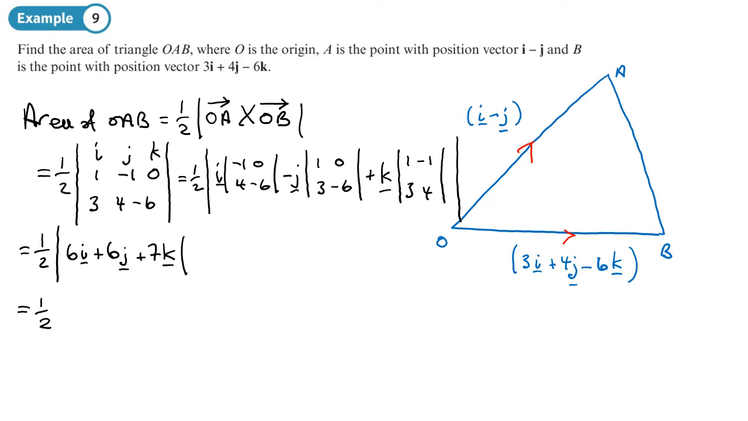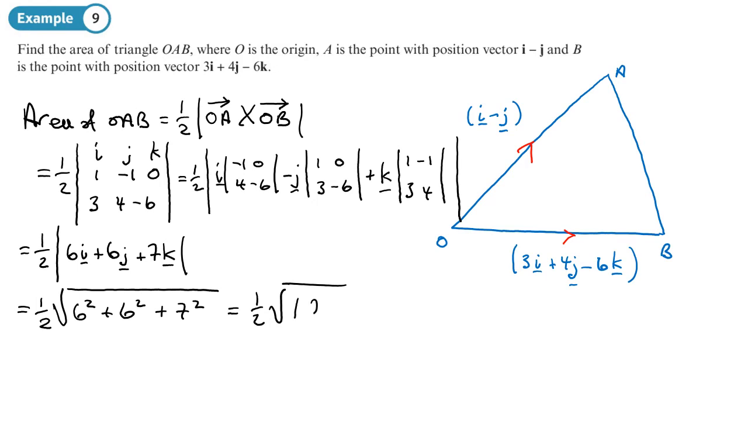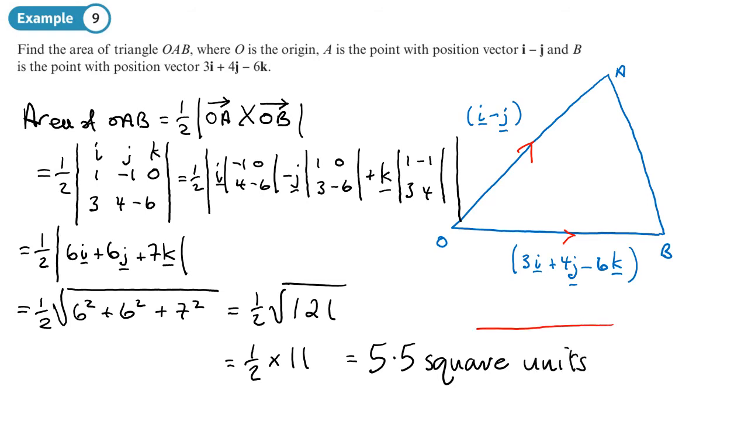So because we want to find the size of this, we then do Pythagoras on 6, 6 and 7. So half of the square root of 6 squared plus 6 squared plus 7 squared. So 36 plus 36 plus 49, which is 121, that's handy. So that's half of 11. Okay, so the area is going to be 5.5 square units. Okay, there's our area of that triangle.